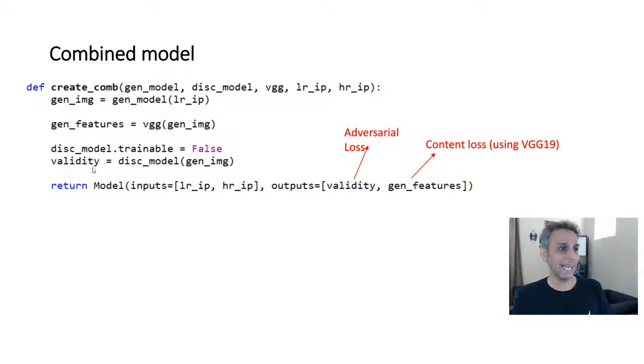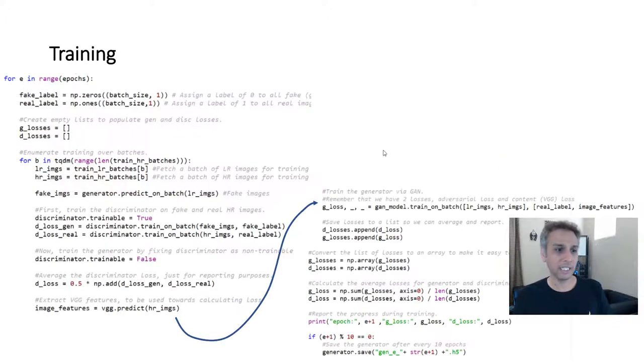So we're going to take that and then compare that with our original ID. And this is what we are calling adversarial loss. And here we have a content loss, which is our VGG19. So that's exactly what we are doing right here when we are training.